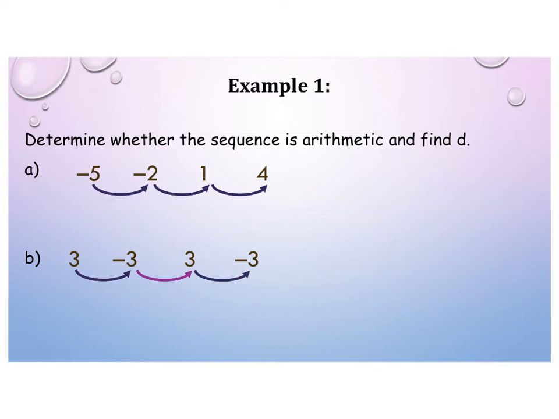Determine whether the sequence is arithmetic and then find d. We look at these differences and I see a plus 3, yep, plus 3 all the way along. So yes, and d is equal to positive 3.